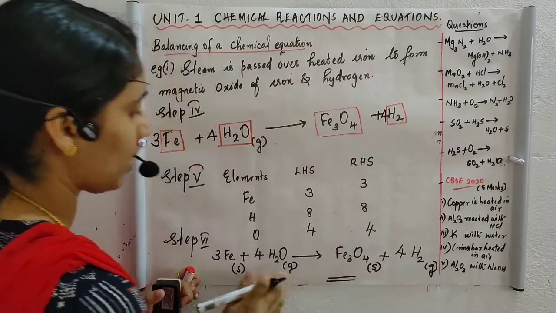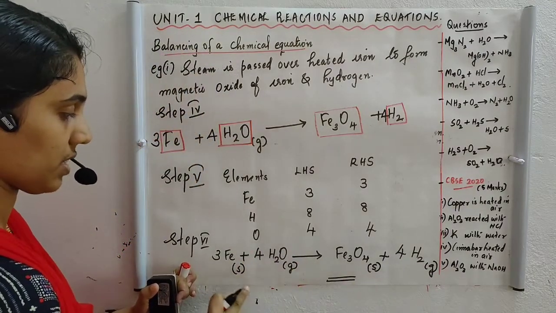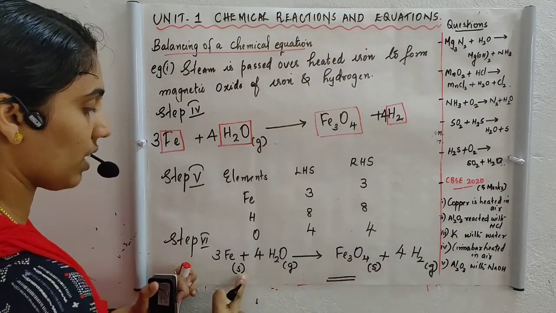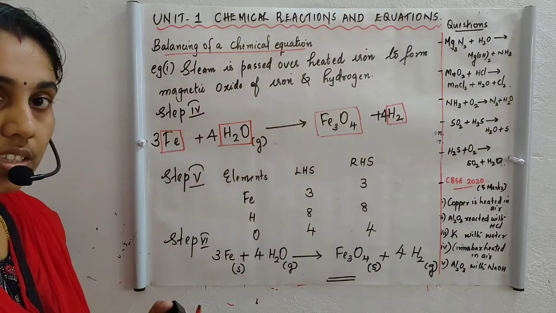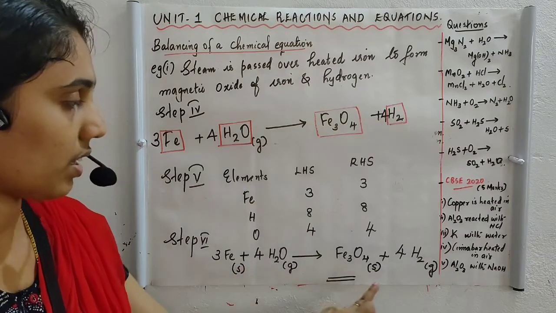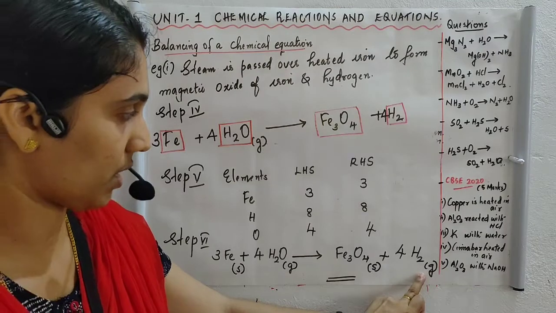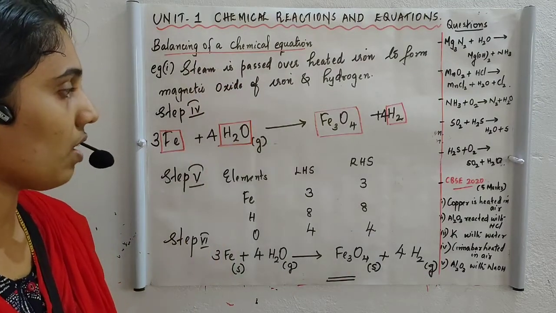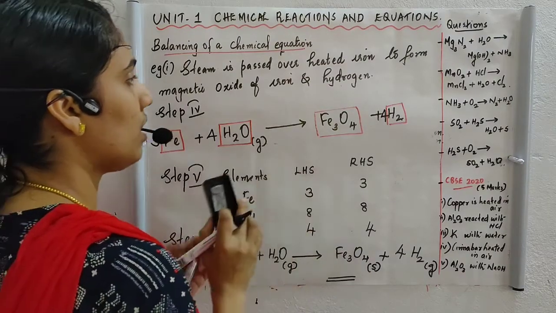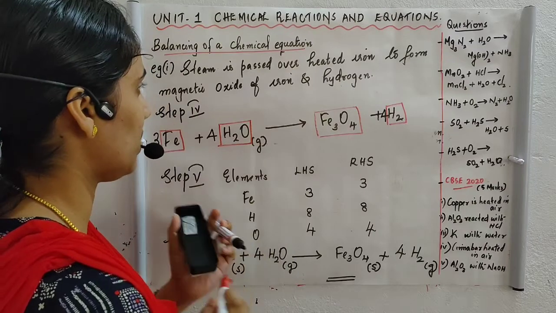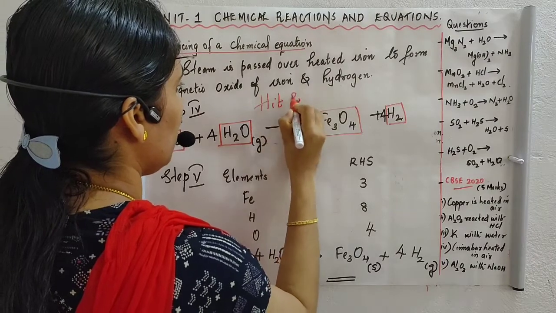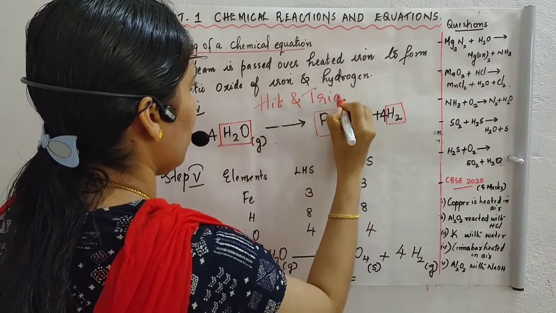Representing so means the equation becomes more informative. This type of subscript we call state symbols. So after getting the balanced chemical equation, writing the state symbols too, the equation becomes more informative. So these are the steps involved in the balancing of a chemical equation. This method of balancing a chemical equation we call the hit and trial method.